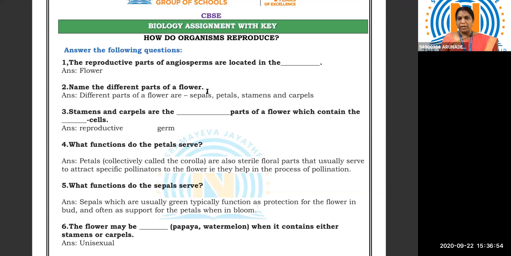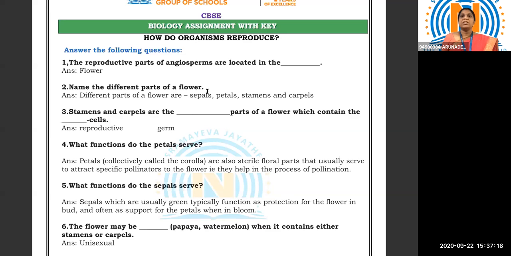Then fifth question, what functions do the sepals serve? Sepals, which are usually green, typically function as protection for the flower in bud and often as support for the petals when in bloom. So what is the function of the petals? Petals attract the pollinators like insects or bees. Then what is the function of the sepals? The sepals protect the flower when it is a bud.